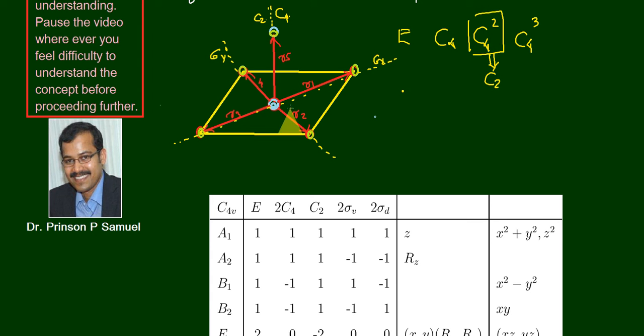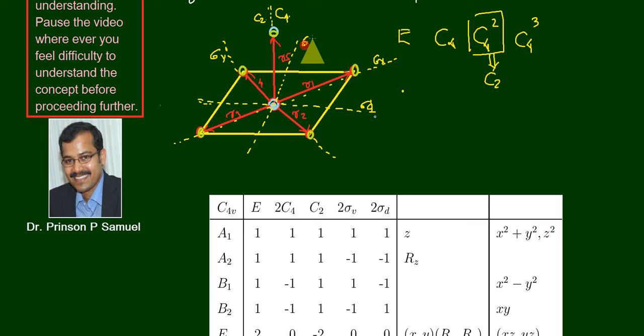Okay, so for example, you can consider a plane like this, a plane passing through this line. Okay, and this plane actually bisects the angle between R1 and R2, and at the same time it is bisecting the angle between R3 and R4. So that is a sigma d plane, and this plane carries the R5 also, or the principal axis also. Okay, so sigma d plane contains one of these bond vectors. And you can consider another sigma d plane. That sigma d plane actually will be bisecting the angle between R3 and R2. So it will be bisecting the angle between R1 and R4 as well.